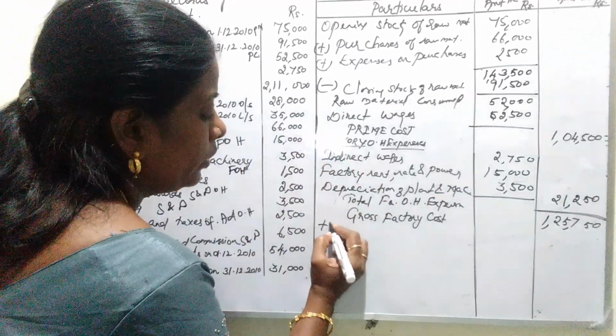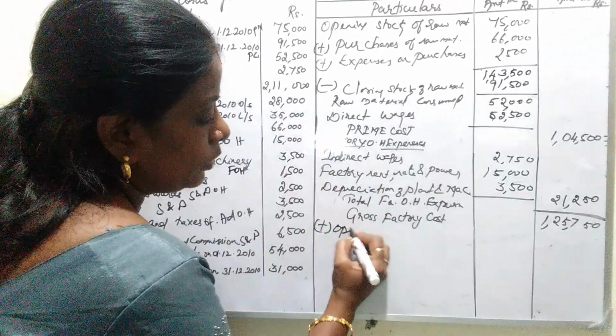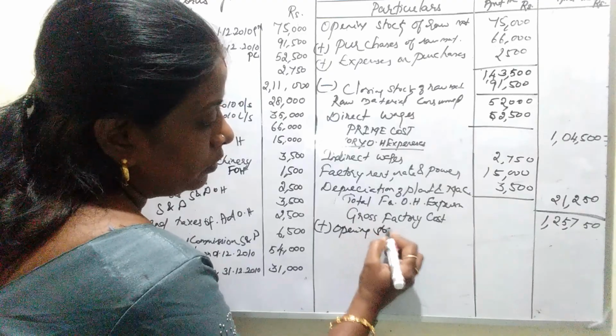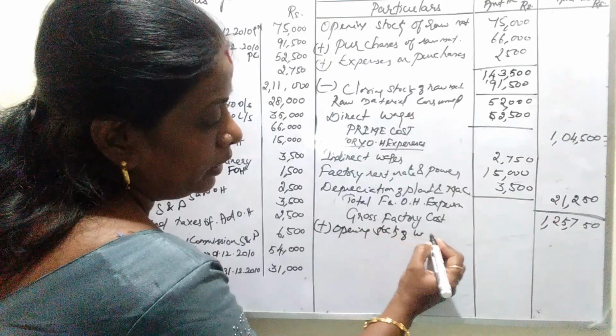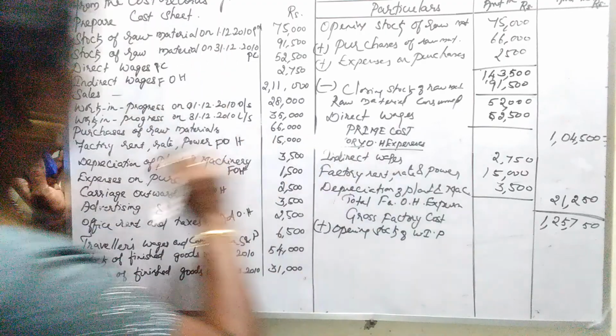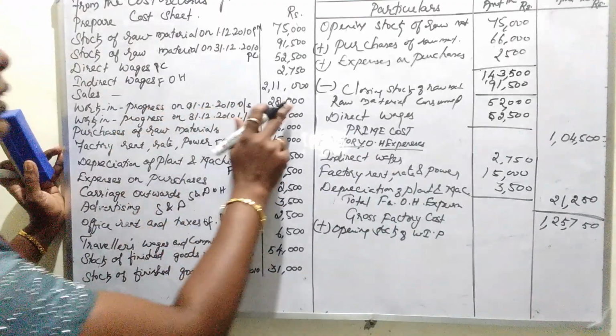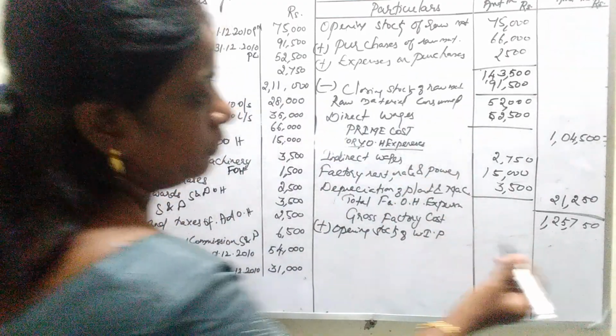Next we have to add the opening stock of work in progress. So that is 28,000.